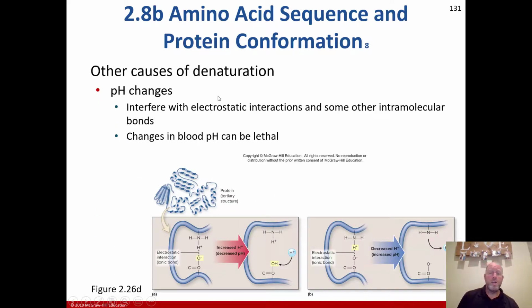Other causes of denaturation: pH changes interfere with electrostatic interactions and some other intermolecular bonds. A change in blood pH can be lethal. Lethal to the cell, or lethal to the protein itself, I should say. And if significant enough, the more proteins that die, eventually it's going to lead to affecting the organ, and the organ system, and the organism.